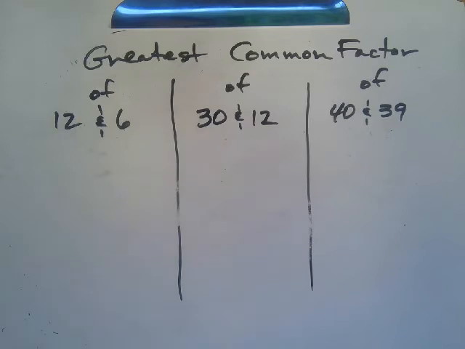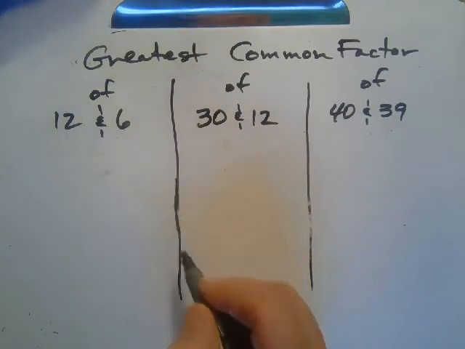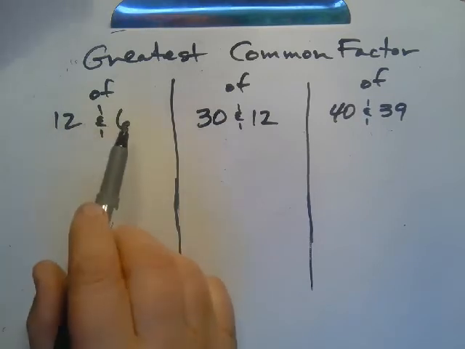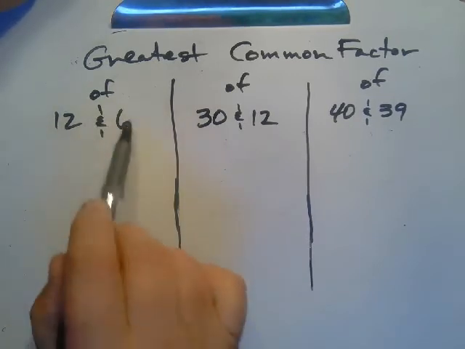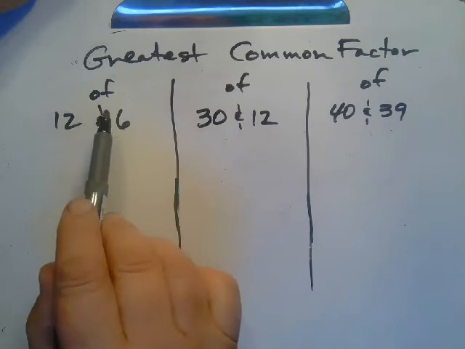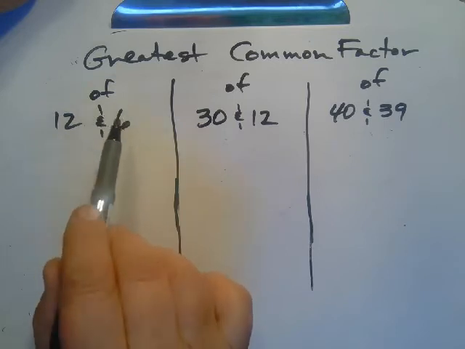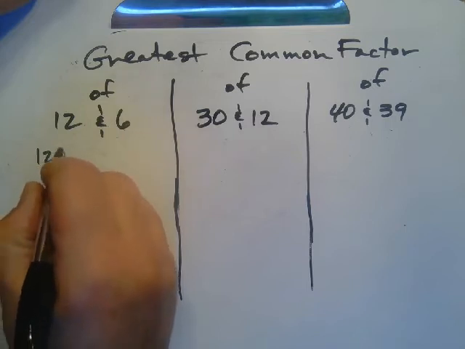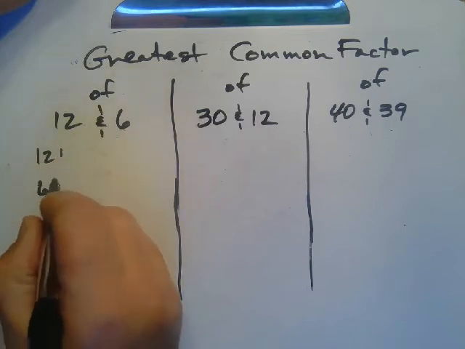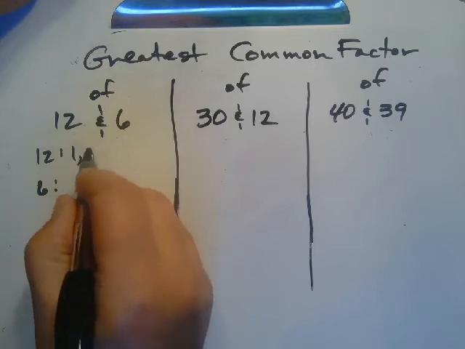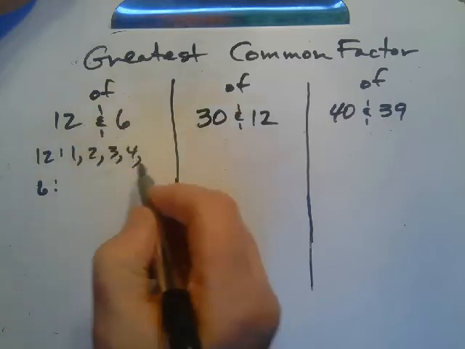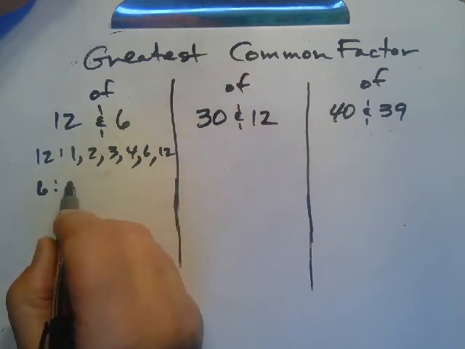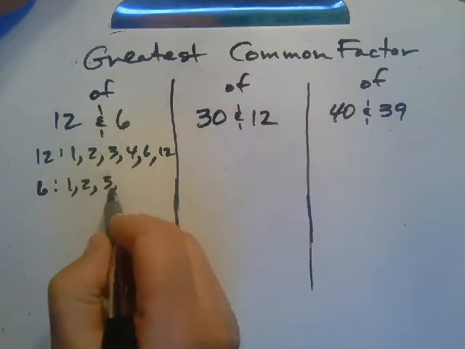Okay, let's take a look at this idea of greatest common factor. Many times we will use this to figure out what number goes into both of these. And sometimes the situation is like this first one, where the greatest common factor happens to be one of the numbers. What we could do is just start listing all the factors of each of these. All the factors of 12 would be 1, 2, 3, 4, 6, and 12. And all the factors of 6 are 1, 2, 3, and 6.